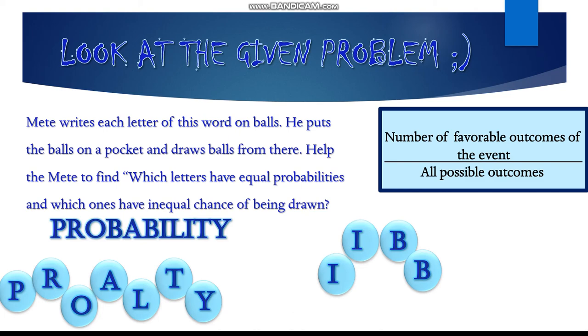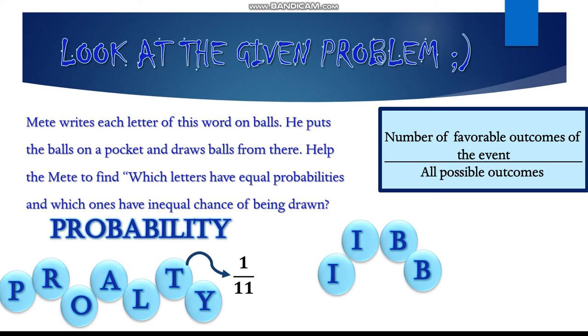For each letter which is not repeated, we can say that there is one favorable outcome. For example, for L, there is only L. For T, there is only T. And all possible outcomes when we think about this word are 11. So, for the not repeated ones, the probability will be 1 over 11.